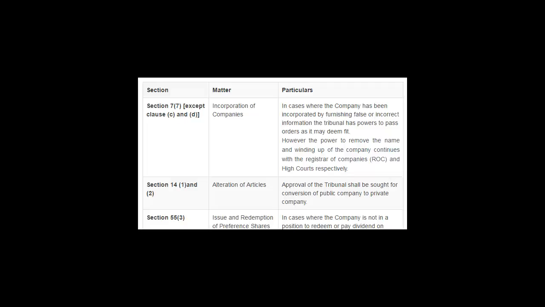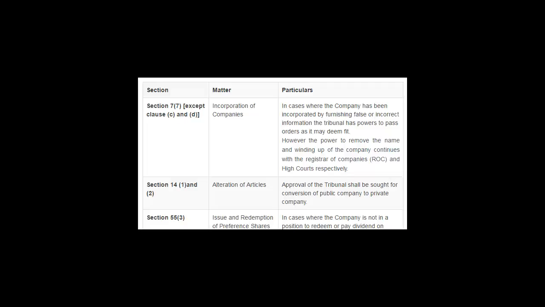Section 7, subsection 7, except clauses C and D, covers incorporation of companies in cases where the company has been incorporated by furnishing false or incorrect information. The tribunal has the power to pass orders as it may deem fit. However, the power to remove the name and the winding up of the company continues with the Registrar of Companies and high courts.